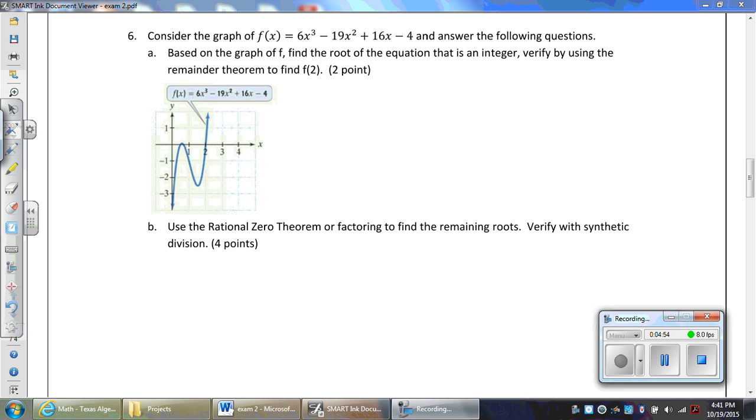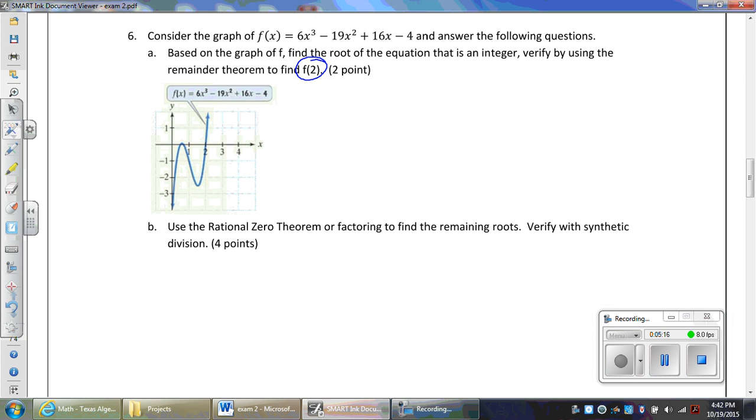Okay, so number 6, you have a polynomial, you have a graph, and then you have to answer the following question. Find the root of the equation that is an integer, verify by using the remainder theorem to find f of 2.